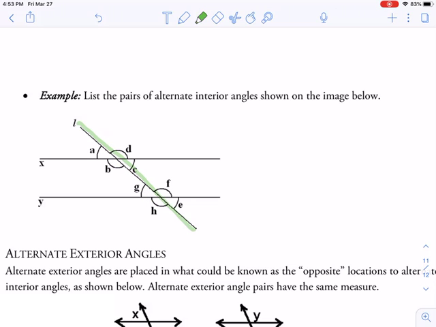That is the transversal, and we need to have one angle on each side, and they all need to be between these 2 parallel lines. So knowing that they all need to be between the parallel lines actually rules out anything that's outside the parallel lines, right?